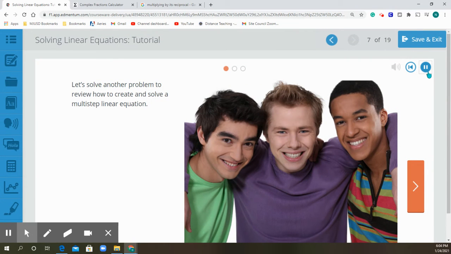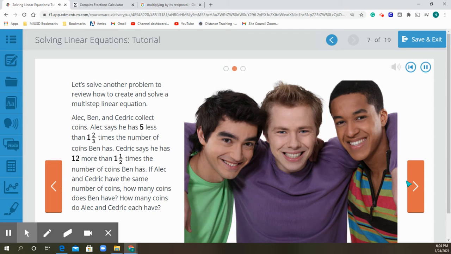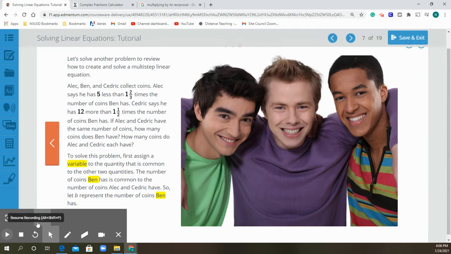Let's solve another problem to review how to create and solve a multi-step linear equation. Alec, Ben, and Cedric collect coins. Alec says he has 5 less than 1 2/3 times the number of coins Ben has. Cedric says he has 12 more than 1 1/2 times the number of coins Ben has. If Alec and Cedric have the same number of coins, how many coins does Ben have? How many coins do Alec and Cedric each have?